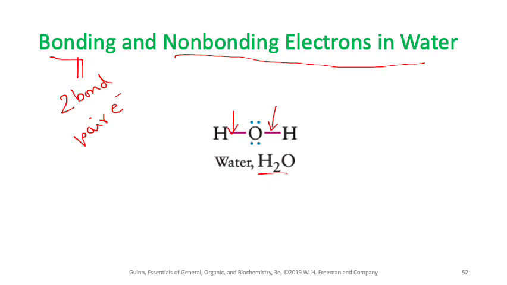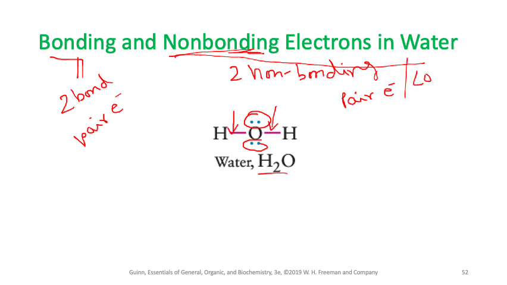And how many lone pairs or non-bonding pairs of electrons? This is a pair which is not doing anything. This is one more pair of electrons doing nothing, sitting on the top of oxygen. So you have 2 non-bonding pairs of electrons, or you can say lone pairs of electrons. 2 lone pairs. So lone pair and non-bonding are the same thing. So this is how you can determine how many bonding and non-bonding electrons or lone pairs of electrons you have.